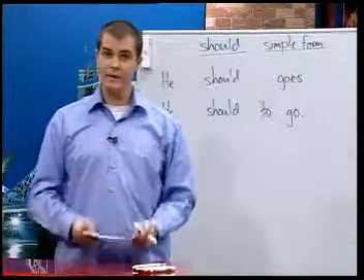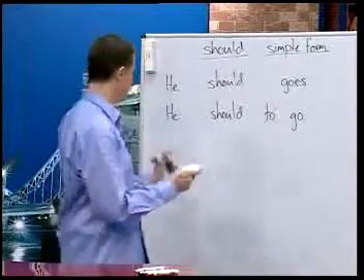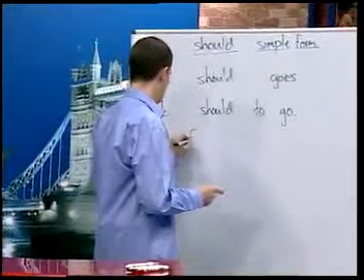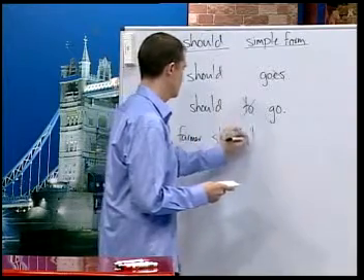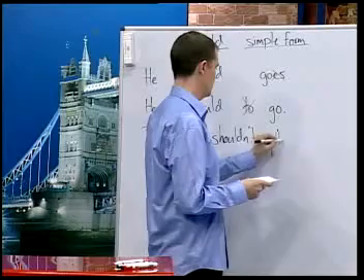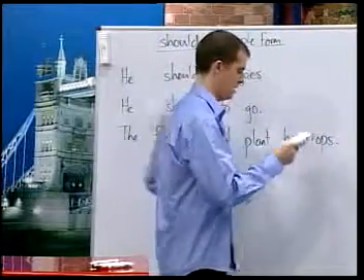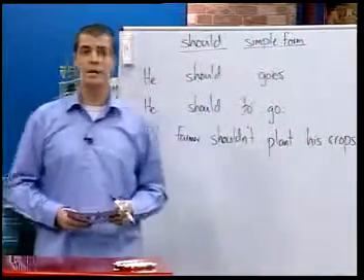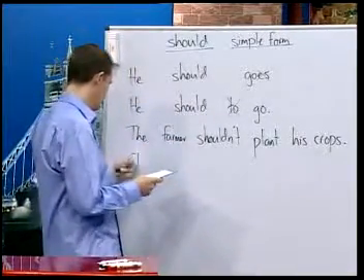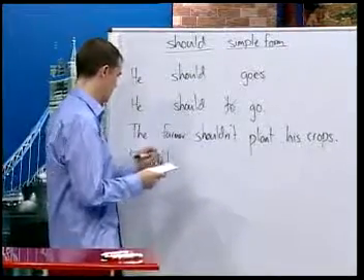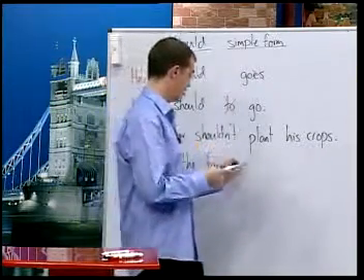We have a negative. The negative of should is should not or shouldn't. So the farmer, and then we'll put it here, shouldn't, the farmer shouldn't plant, simple form, his crops. And we can begin, the same as can, we can begin questions with the word should. The farmer shouldn't, the farmer, shouldn't the farmer get up?